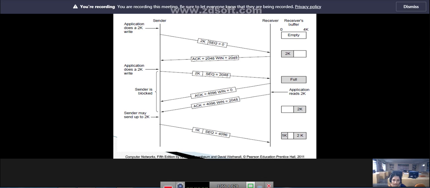The application does another 2K write. Again I am sending 2K, the sequence number is 2048, and the receiver buffer is full with 4K. Again the acknowledgement is sent, win is 0 and acknowledgement is 4096. So, this is the acknowledgement. The sender is blocked here. Then the application reads 2K, so the acknowledgement is 4096 with win 2048. The sender may send up to 2K. This is how the communication will occur.